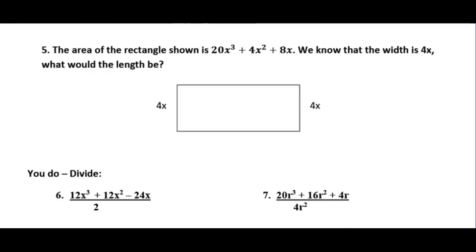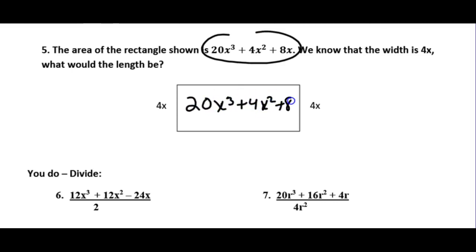On the back. So one more example. So example 5 is what you would call a word problem. The area of a rectangle is shown. So the area, the length times the width is this right here. 20x to the third plus 4x squared plus 8x. That's what the inside is. We know the width is 4x, and we're missing this measurement.